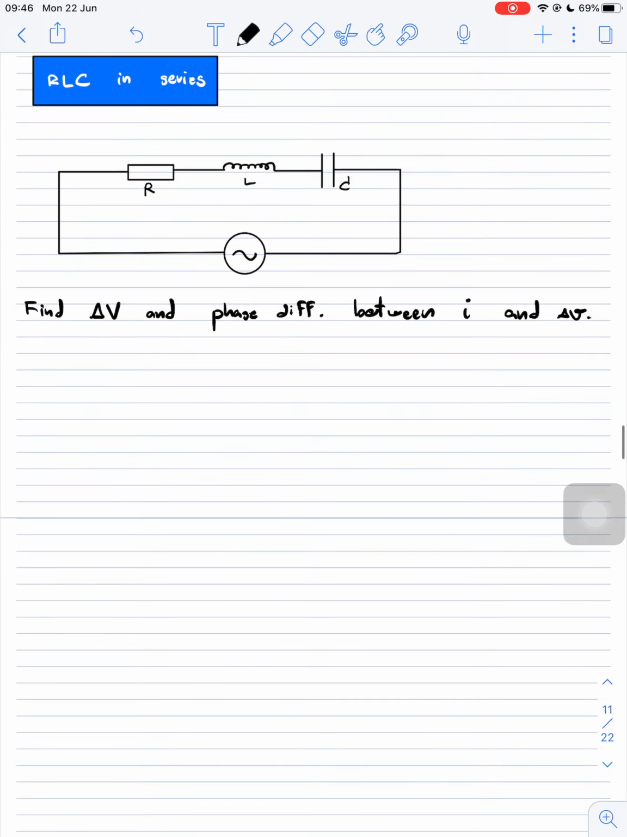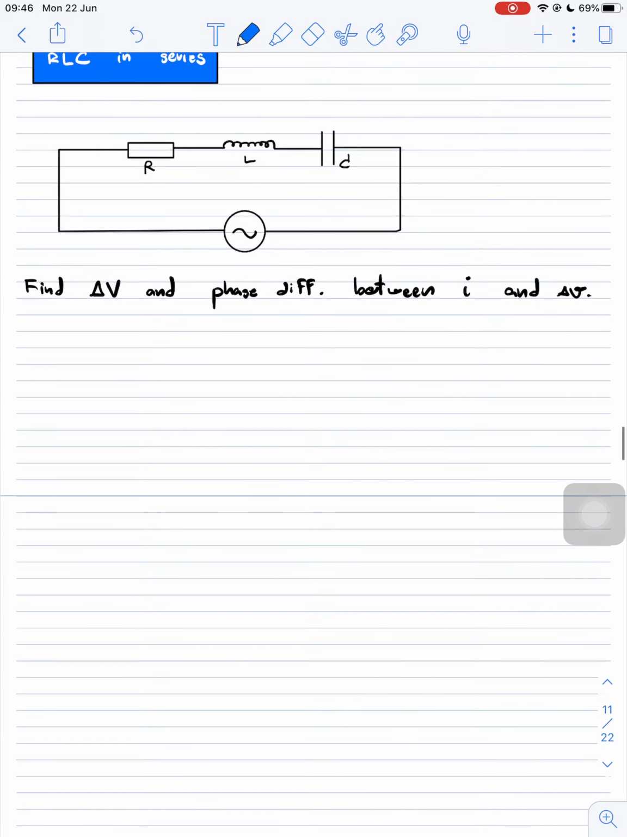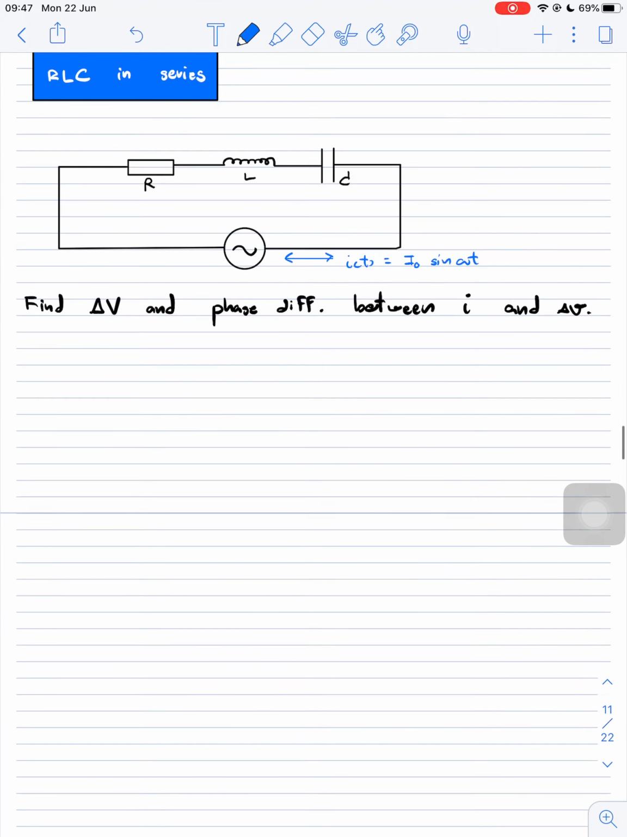Now let's assume that the current through the source is equal to I, I(t) equal to I naught times the sine of omega t. And then the potential difference across the resistor equal to delta VR, the potential difference across the inductor equal to delta VL, and the potential difference across the capacitor equal to delta VC.